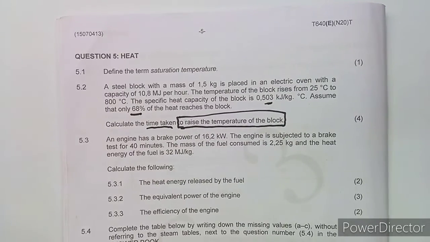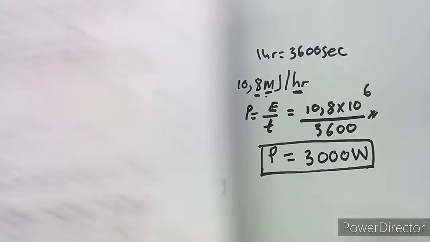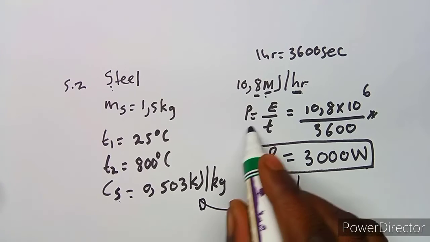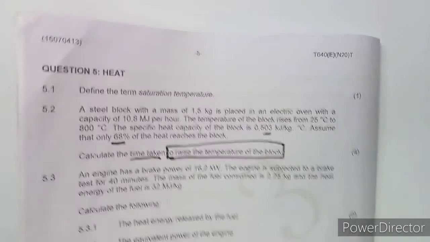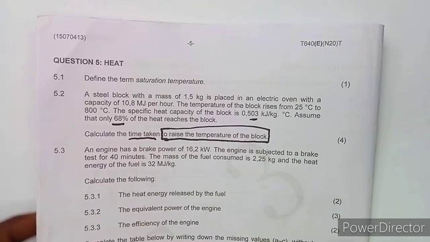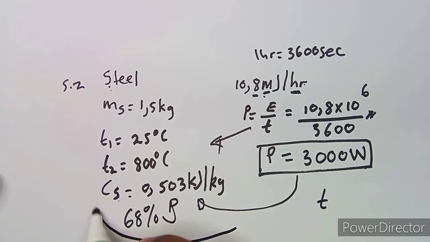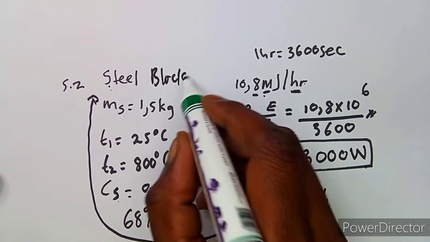What else do we have? Assume that only 68% of the heat reaches the block. So of the heat from this part, only 68% is going to reach the block, and I'm going to talk about that. Then calculate the time taken to raise the temperature of the block, which is the steel block we are talking about.